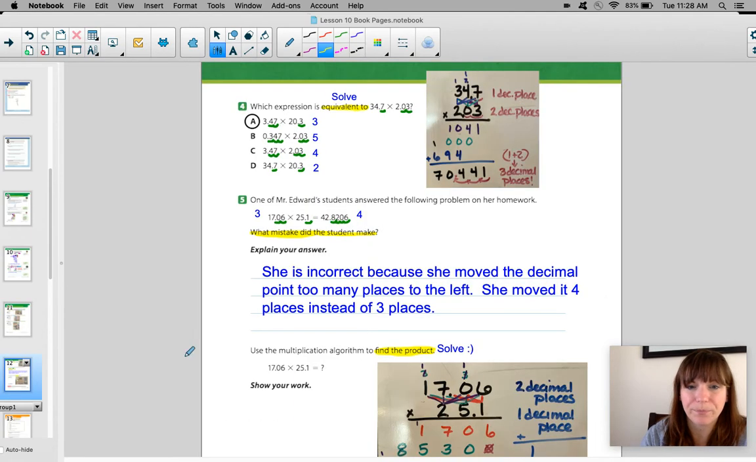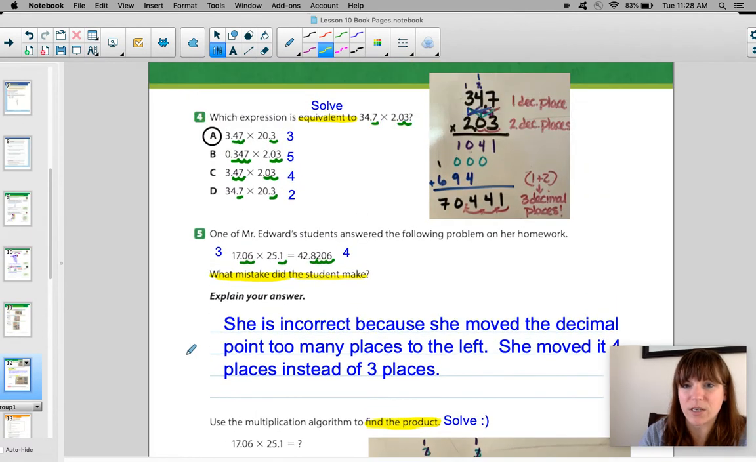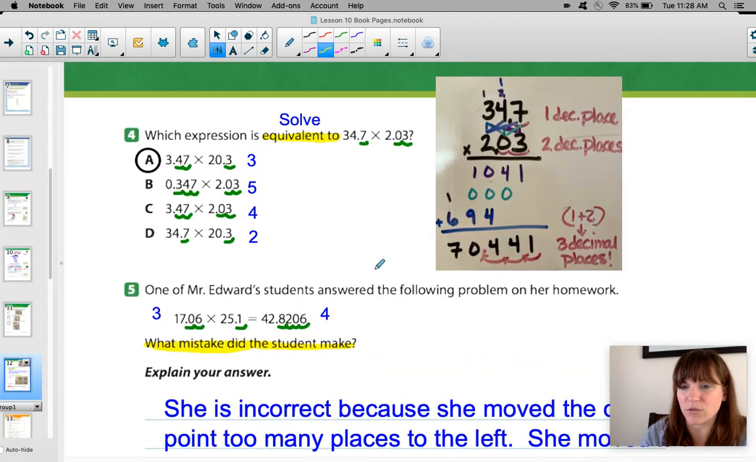We got 2 more. Number 4 is actually kind of fun. You actually don't need to multiply this all out. You could just simply count your decimal places. This problem originally has 3 decimal places total if I'm adding them up between the 2 factors. 1 for this factor and 2 for this factor makes a total of 3. So I have to find my match when I'm counting my decimal places. So you can see in green, I have 1, 2, 3 total, and 5, 4, and 2 for my other choices.